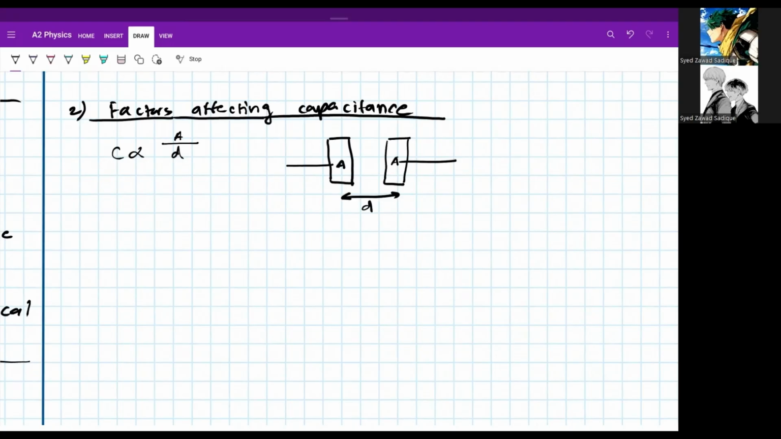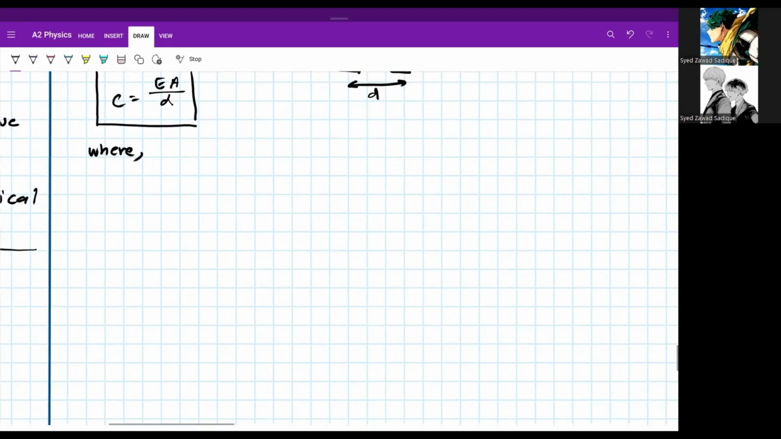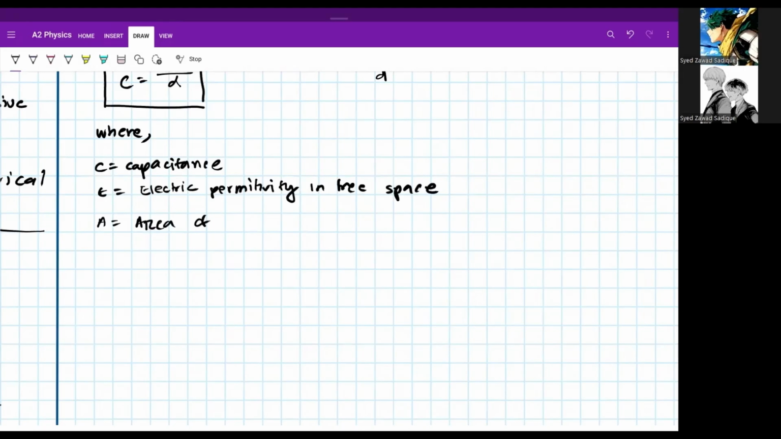This is the separation D, and this is, sorry, the R should be the other way. And this is the medium E. Therefore, capacitance is equal to EA by D, where C is equal to capacitance, E is epsilon, equal to electric permittivity in free space, A is the area of the capacitor, and D is the separation.